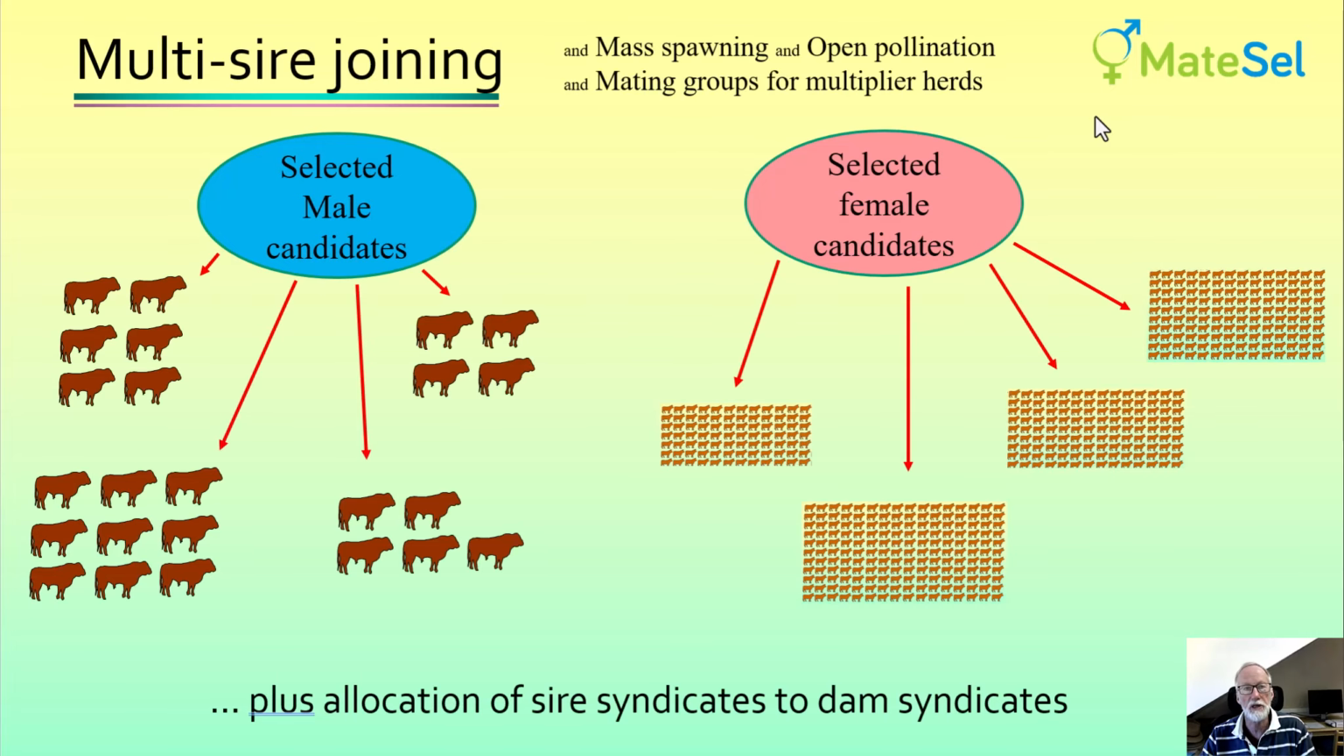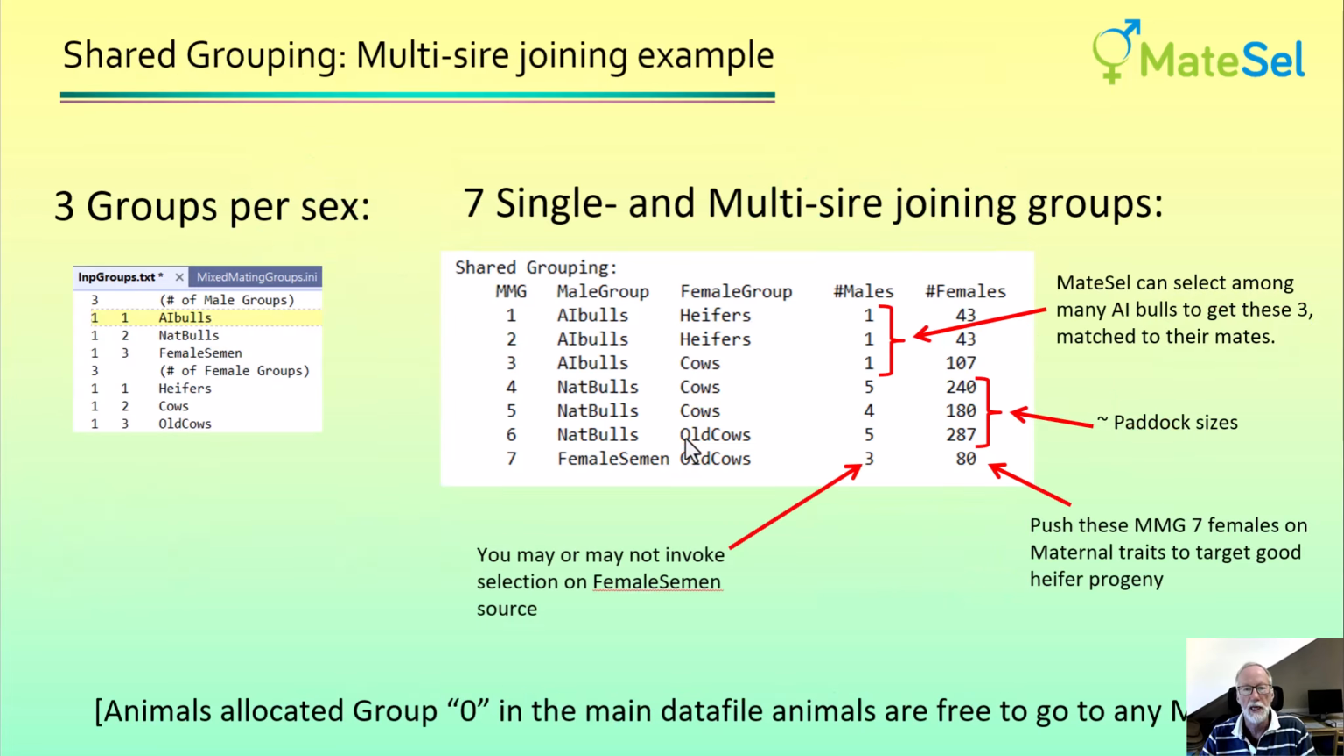My first shared grouping example is multi-sire joining in beef, just as in this slide from the main video on mixed mating groups, where we're going to put a number of groups of males in with a number of groups of females. And that number is 7. We're going for 7 mixed mating groups. And you can see the shared grouping aspect with the AI bull category of animals being shared across the first 3 mixed mating groups.